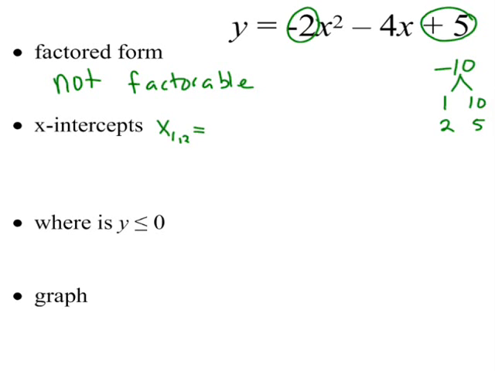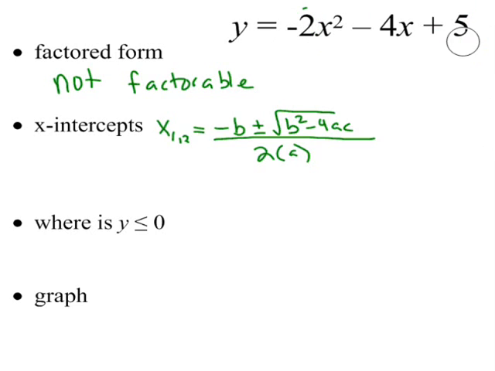So we know we have the x, 1 and 2, because there are 2 intercepts, is negative b plus or minus the square root of b squared minus 4ac all over 2a. All right, so factoring didn't work, so let's use our quadratic formula. So I have negative b. This is a, this is b, this is c. Negative negative 4, right? Because b is negative, so you have negative negative 4 plus or minus the square root of negative 4 squared.